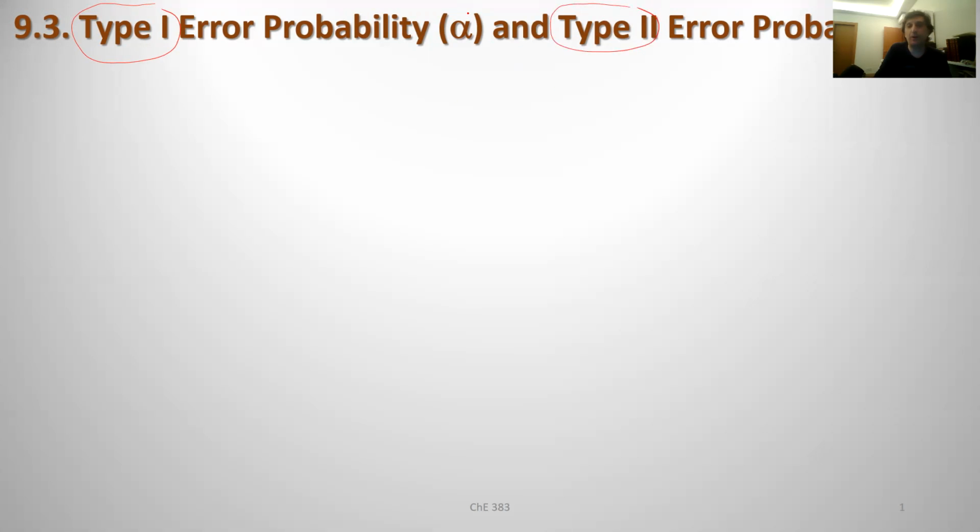Type 1 errors are usually denoted with alpha, and type 2 errors are denoted with beta. Actually, in this course, we are going to be mainly concentrating on type 1 errors. But on the other hand, I would also like to give a general idea about type 2 errors. So what do I mean by type 1 and type 2 errors?